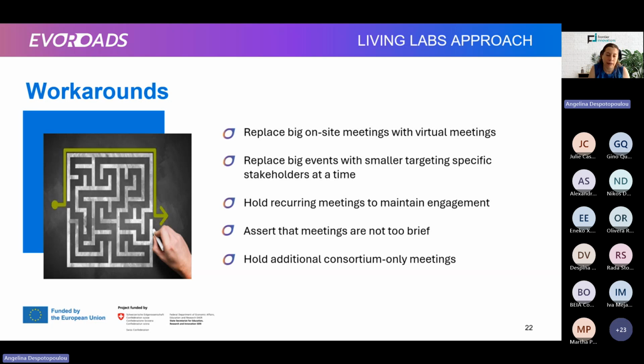Another approach would be to hold additional consortium-only meetings. This is something that we did for user requirements between the pilots and the technology developers, because we needed results early for our deliverables. In order to start writing the deliverables and working on technologies, we could not wait for the whole process to deliver the first round of technologies.